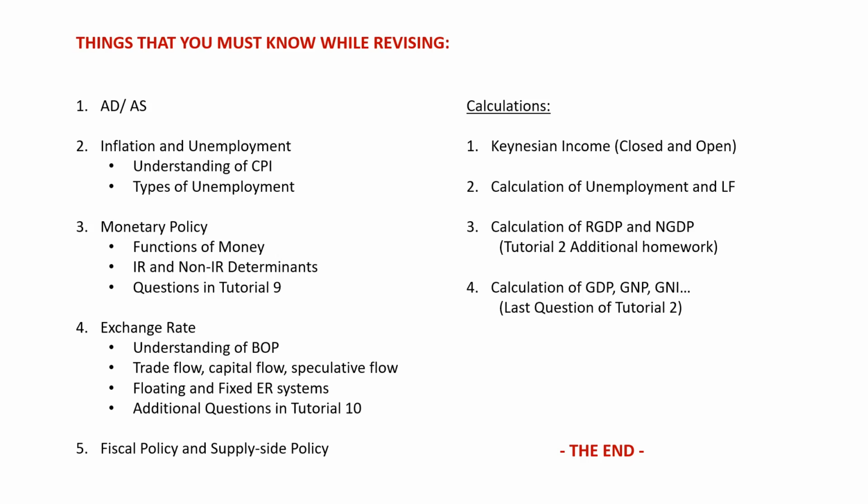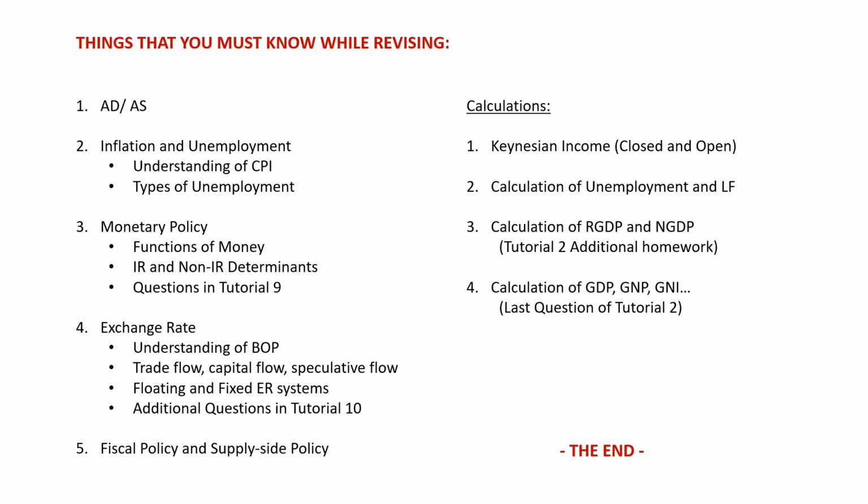Okay. Now, the next one, monetary policy: you must know the functions of money and the interest rate and non-interest rate determinants. And I want you to study the questions in tutorial 9, especially the additional questions. Tutorial 9, burn it and drink it though. So tutorial 9 is important. Now next one, exchange rate. You need to understand the basics of balance of payments, that's the definitions. Make sure you know how to explain trade flow, capital flow, and speculative flow, and also the floating and fixed exchange rate systems. When you revise this, focus on the additional questions in your tutorial 10 as well, the one that we discussed just now. Then the rest are just common stuff: fiscal policies, supply side policies.